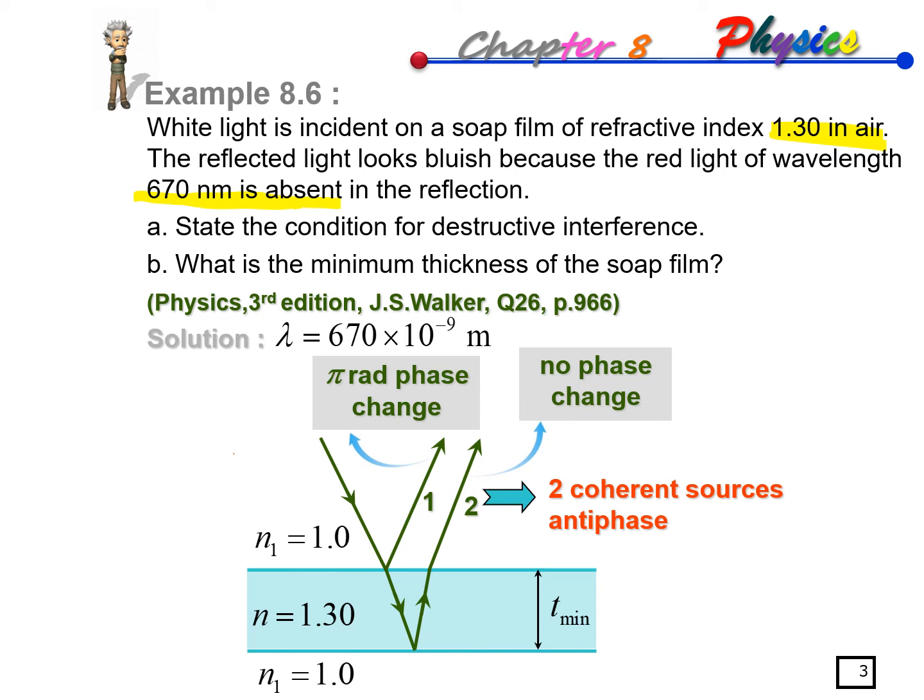So let's say we have the incident ray, and then the refracted one. You have a phase change of pi radian, so this will be the reflected ray. And then for the second one, you don't have any phase change, so the second ray will look like this. That means they will meet in antiphase, so crest will meet with trough, and you will have destructive interference.